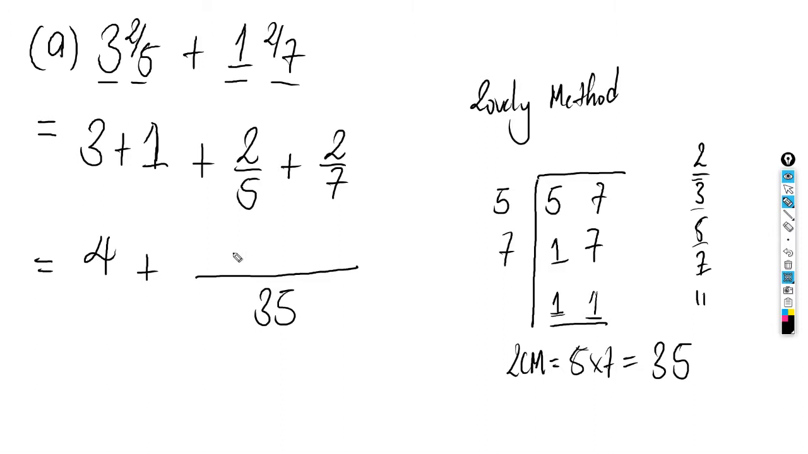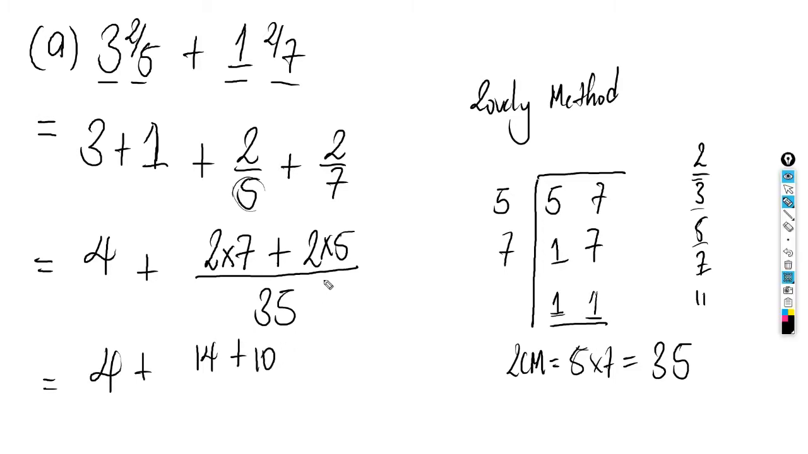Okay. Now, in order to find the numerator, we'd have to say 5 goes into 35 7 times, so we'd end up with 2 multiplied by 7, plus 7 goes into 35 5 times, so this would be 2 multiplied by 5. Okay, so we'd end up with 4 plus 14, right? 2 times 7 gives us 14, plus 10, right, over 35, right? So we'd end up with 4 and 24 over 35.